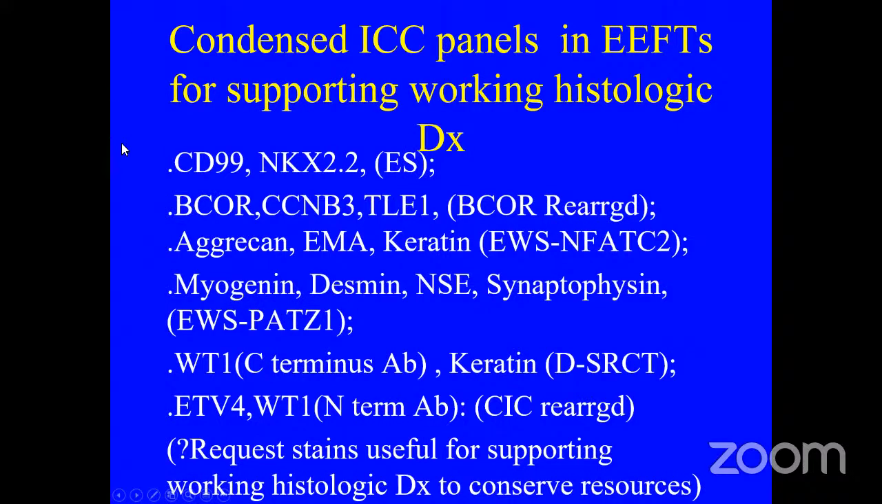So to go back to the individual tumors and to point out the most important supporting IHC markers for working histologic diagnosis, you start with Ewing sarcoma. CD99 and NKX2.2 are the 2 most important markers. BCOR, CCNB3, and TLE1 are the most important positive markers for BCOR-rearranged sarcoma. AGR2, EMA, and keratin are most important for EWSR1-NFATC2 fusion sarcoma. Myogenin, desmin, NSE, and synaptophysin are the most important markers for EWSR1-PATZ1 fusion sarcoma. WT1 C-terminus antibody and keratin are the most important ones for desmoplastic small round cell tumor, and ETV4 and WT1 N-terminus antibody are the most important ones for CIC-rearranged sarcoma.